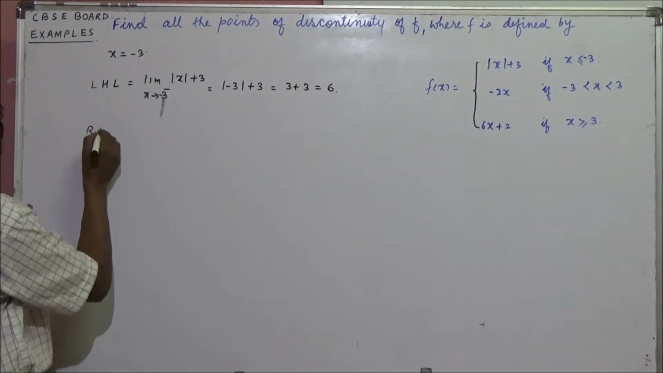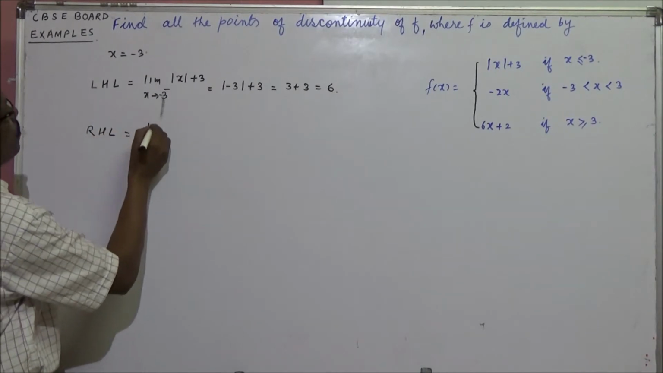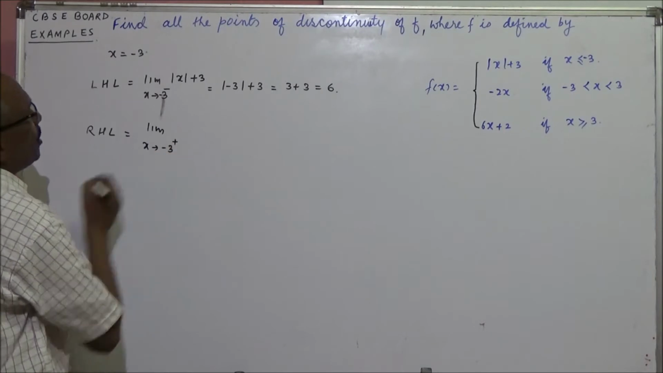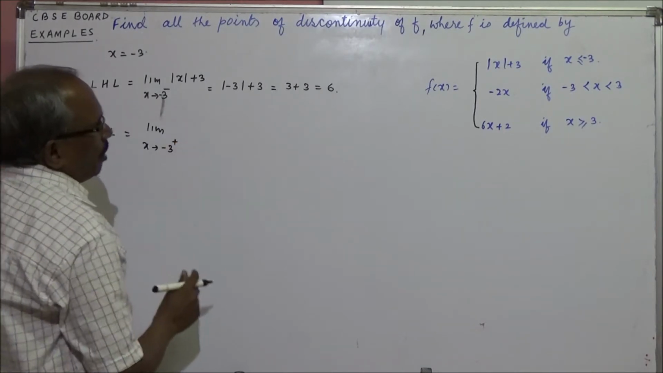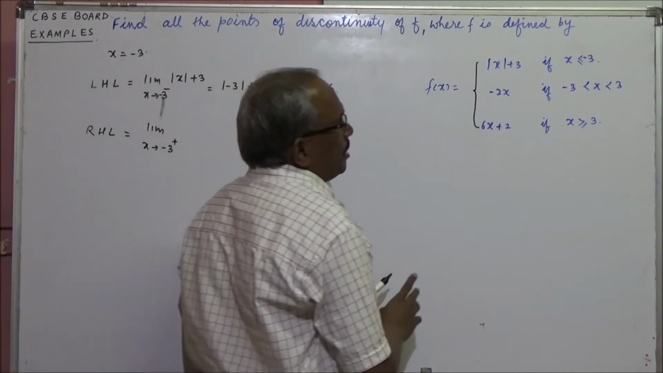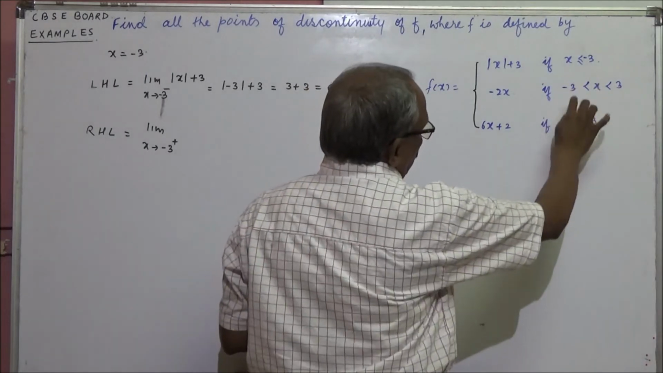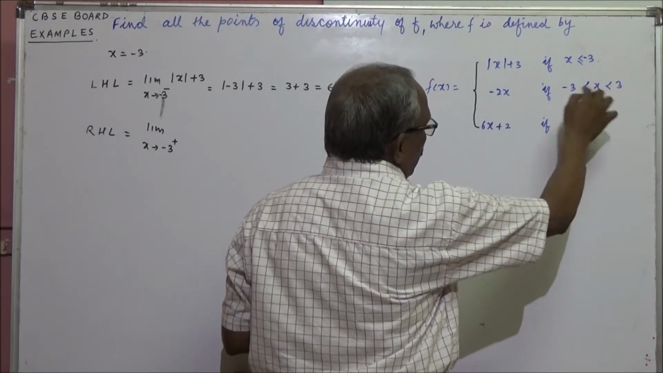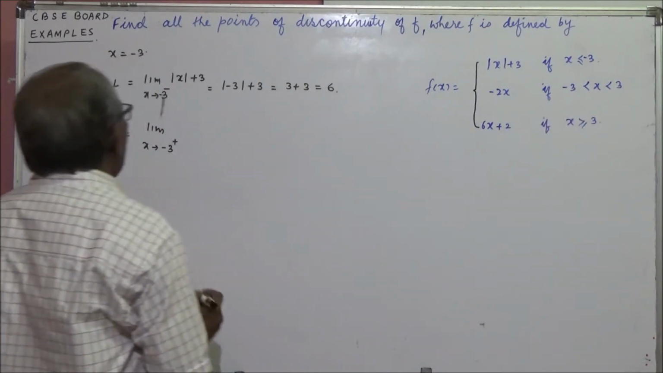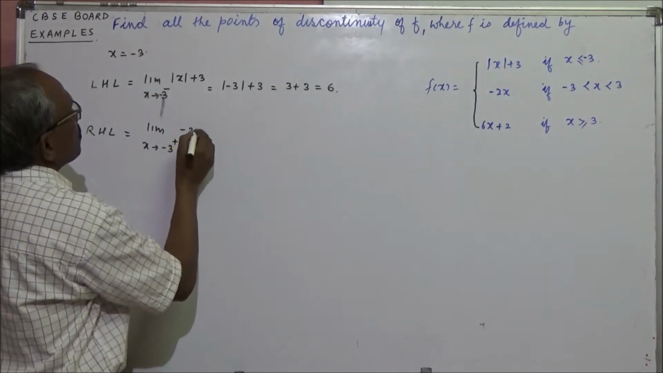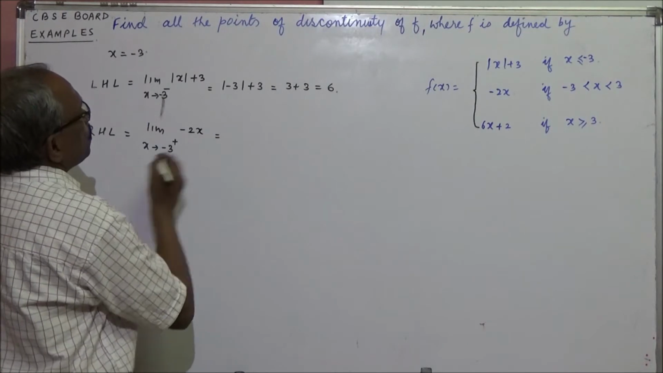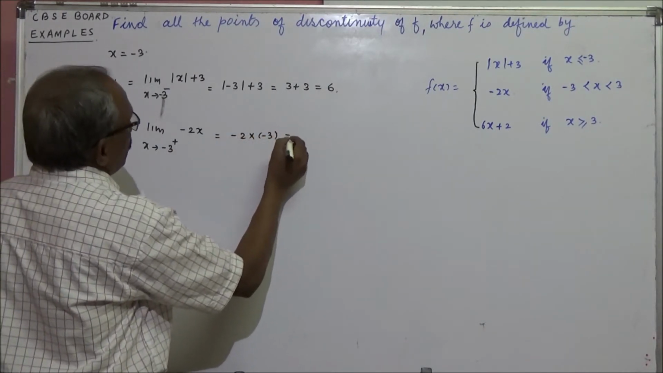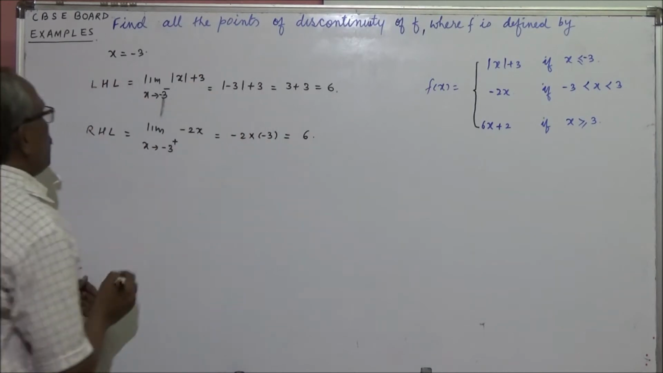So right hand limit I will calculate. Right hand limit is equal to limit x tends to minus 3 plus. So for the right hand limit here, minus 3 is less than x, means x is greater than minus 3, so it will be minus 2x. So this is equal to minus 2 into minus 3, so it is equal to 6.